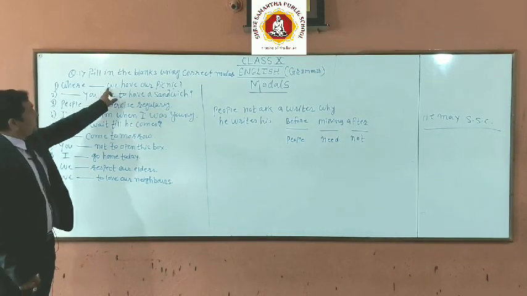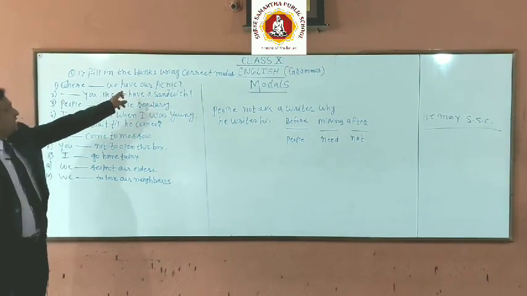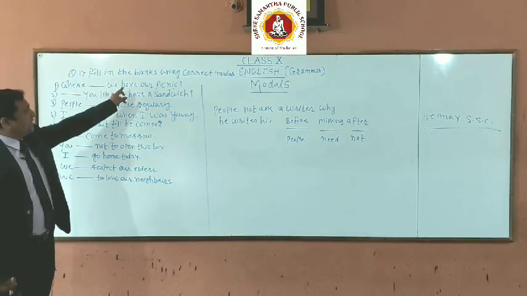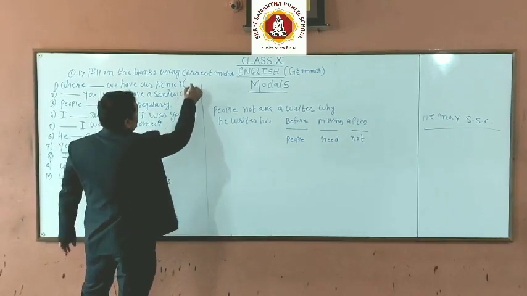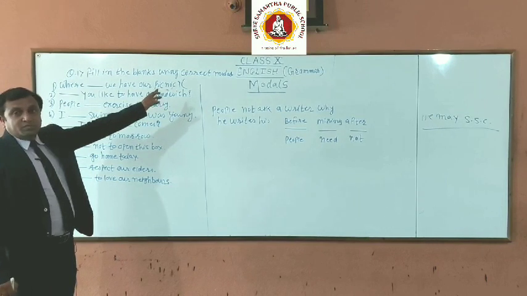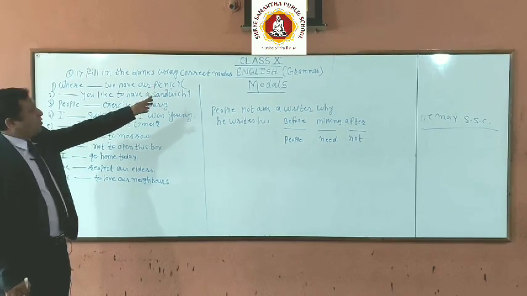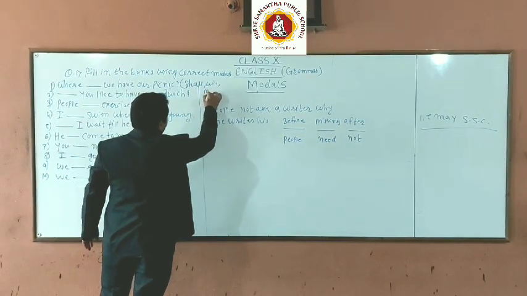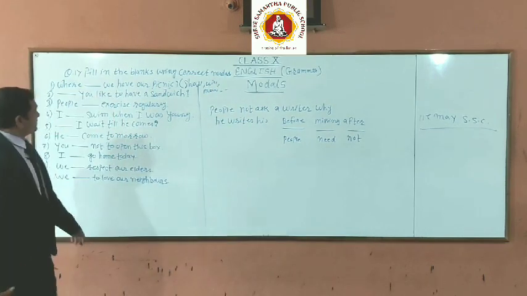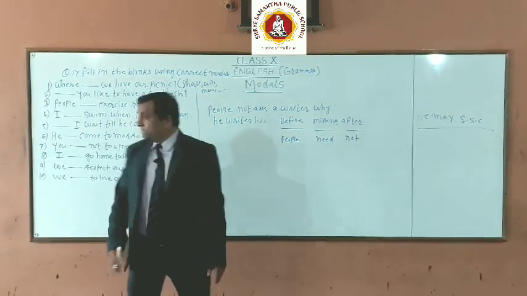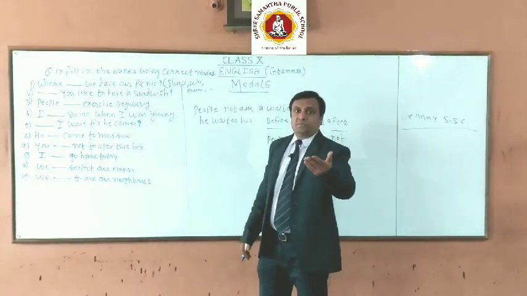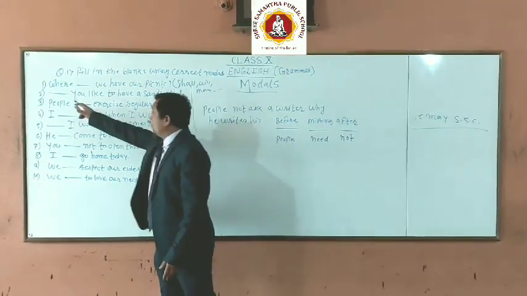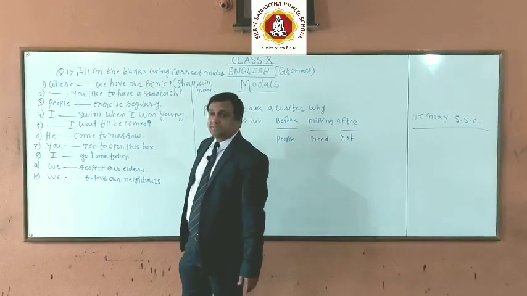Where dash we have our picnic? Here it is a suggestion. So, where shall we have our picnic? Maybe in the bracket they may give some kind of suggestion, or 4 options will be given: shall, will, may, can, etc. You like to have a sandwich: it is an offer to someone. For offering something we use would. So, would you like to have a sandwich?